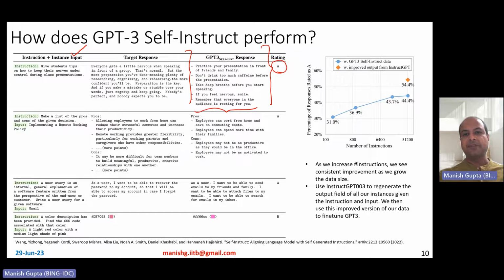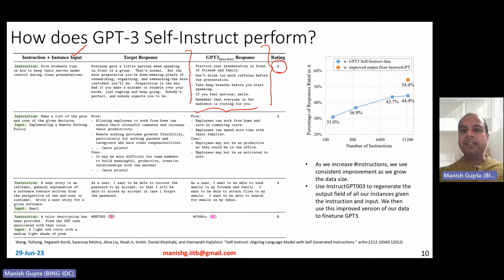So practice your presentation in front of friends and family, and how to not get very nervous when you're presenting during a class presentation. These are good tips in general, I think. Yeah. And there are more examples. You can pause the video to look at these examples.